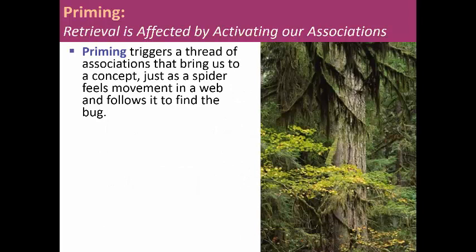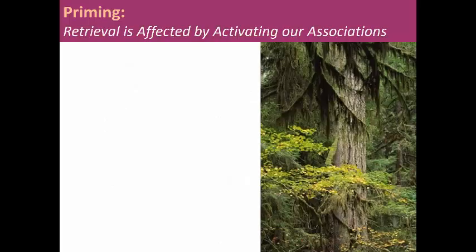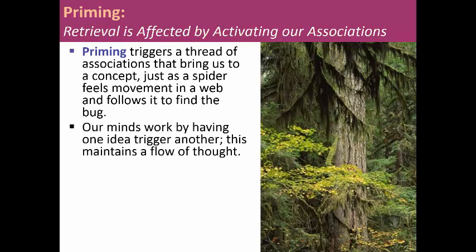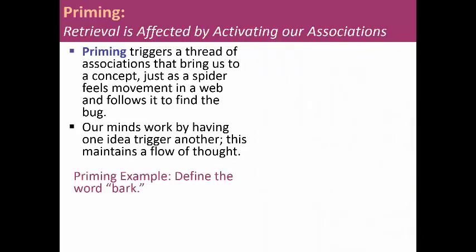So retrieval is affected by activating our associations, and this is known as priming. Priming triggers a thread of associations that brings us to a concept. If you go back to that concept of the web, by highlighting one of those concepts, you might be able to then identify a bunch of others. For example, like a spider feels movement in a web, and it follows the movement to find the bug. Our minds work by having one idea trigger another, and this maintains a flow of thought. Sometimes when you start, it then makes you think. For example, define the word bark.